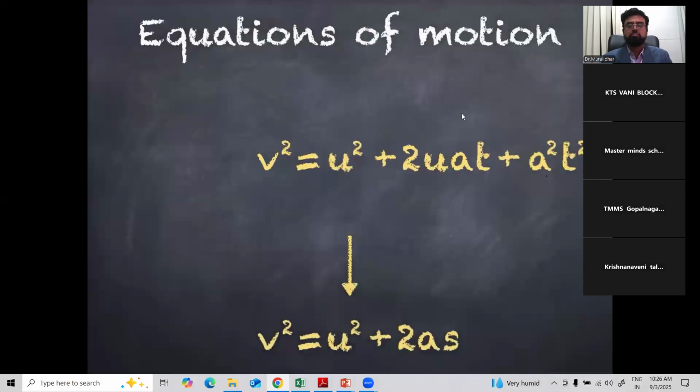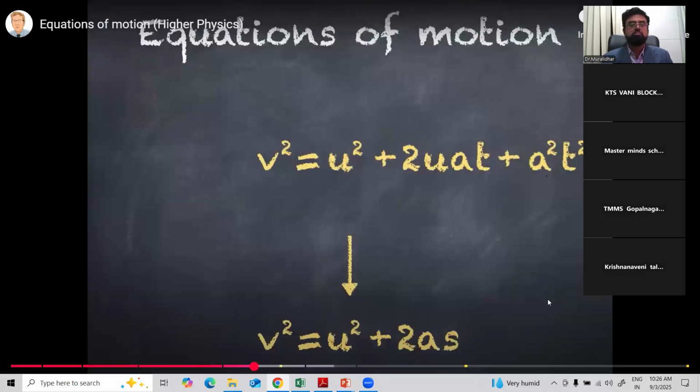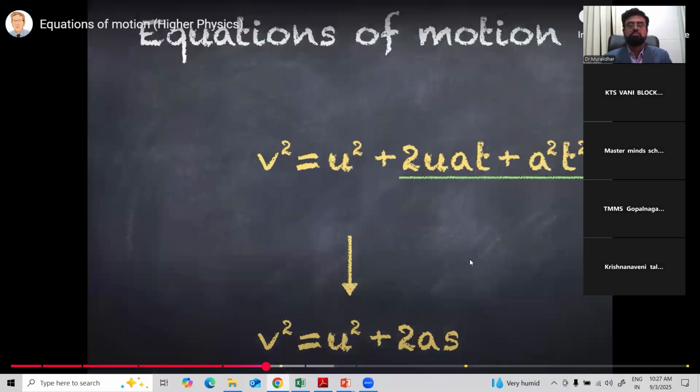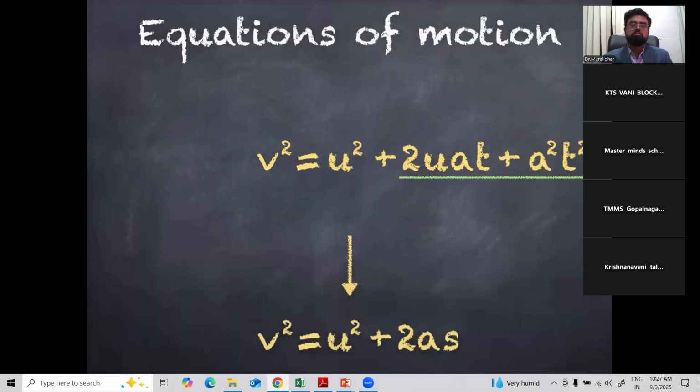The left-hand side of the equation looks fine, but this part needs more work. What we do is take out 2a from this part of the equation, leaving the rest in brackets. Dividing 2uat by 2a gives ut. If we divide a squared t squared by a, we would get at squared. So dividing by 2a would give half at squared.